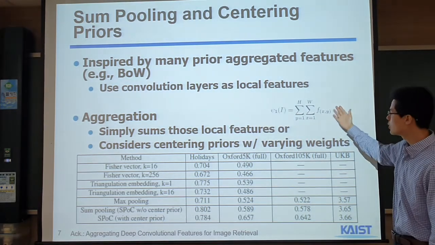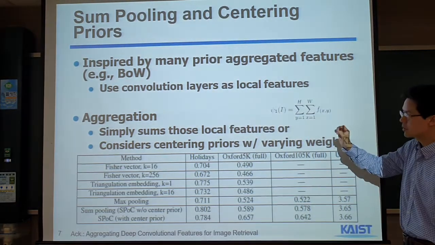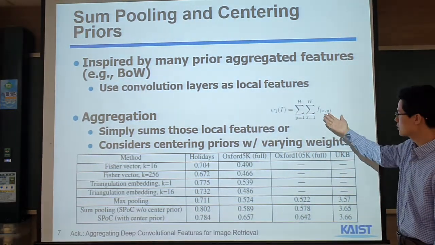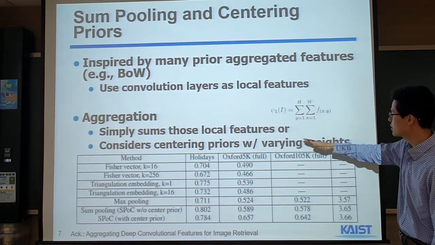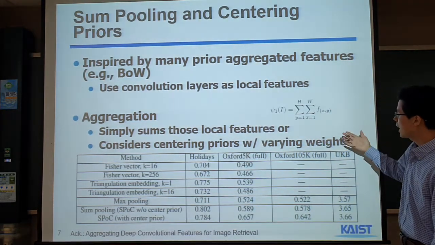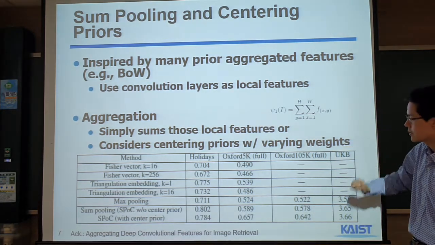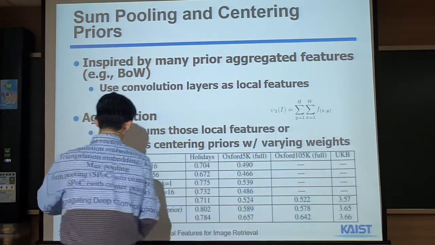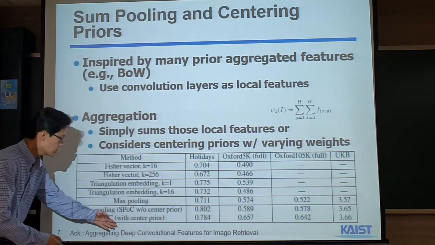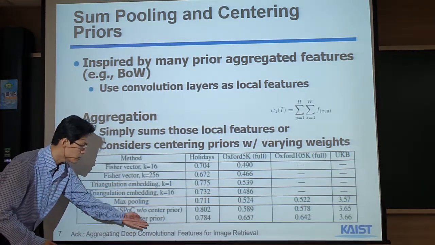So basically, instead of just equally summing up all the features, if the feature comes from the center, they use a higher weight. They consider a weighted sum with the higher weight around the center region of the image. So that's the sampling technique with the centering prior.